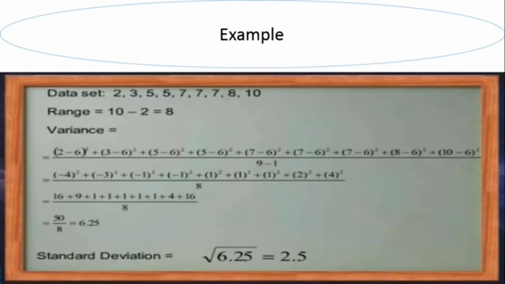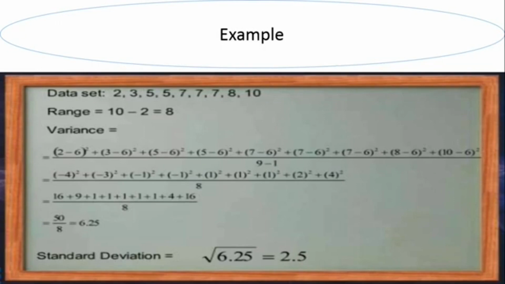So the variance is just the sum of the squared differences between each number and the mean. The mean of our sample was 6, so we compute all differences to 6, square them, and divide by 9 minus 1, because our sample size was 9. The range is the maximum minus the minimum of our sample, which is 8. So 8 is the range of our series.